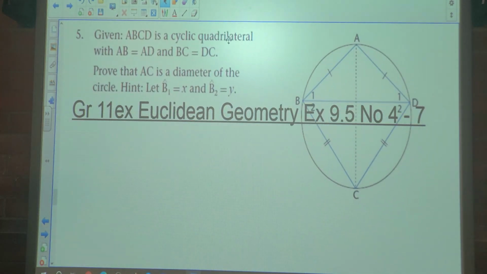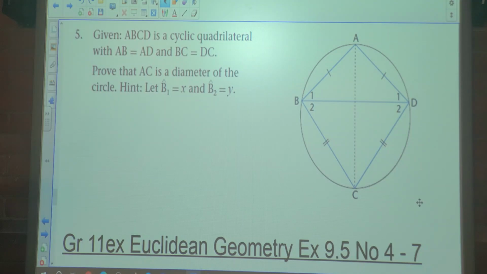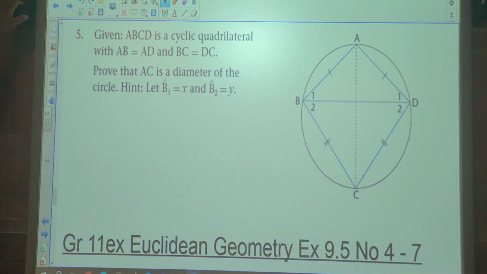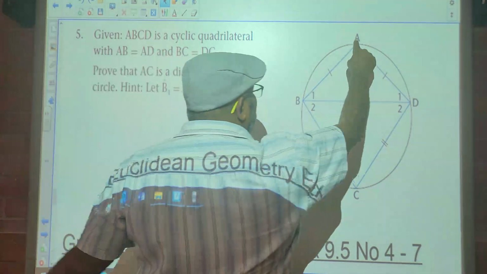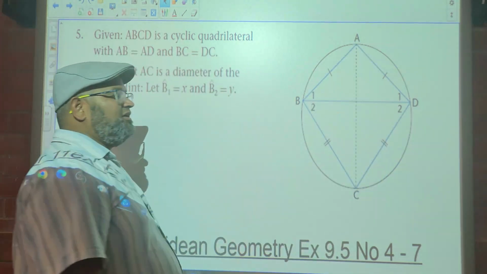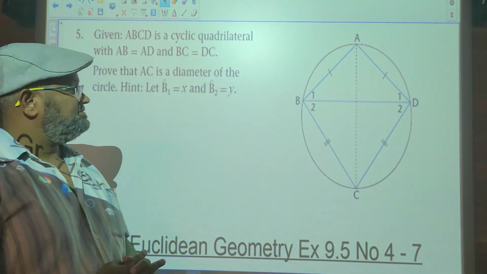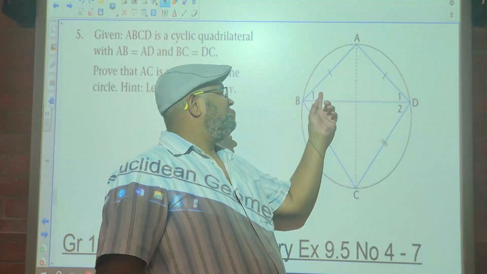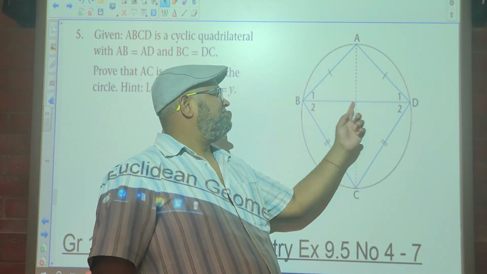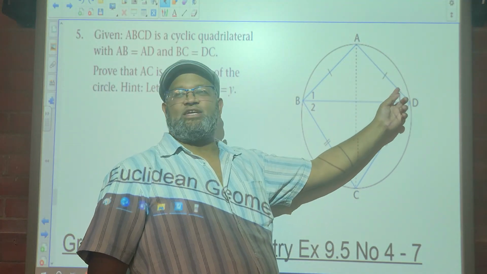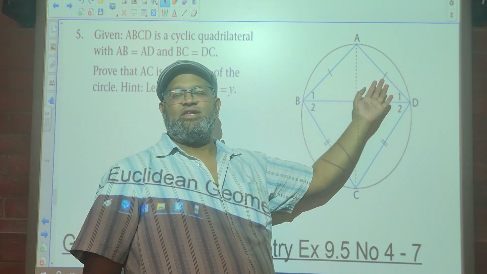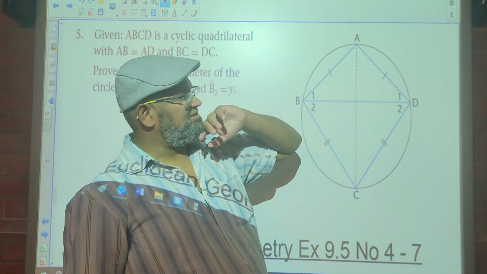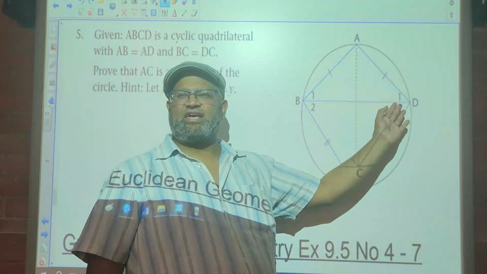Let's look at number 5. Given that ABCD is a cyclic quad. People, if ABCD is a cyclic quad, what do we know? Many things. We know that B1 and 2 and D1 and 2 add up to 180. Why? Opposite angles of cyclic quad.